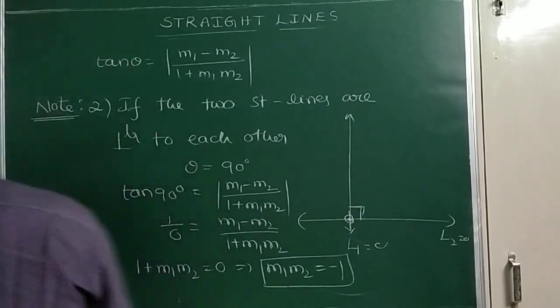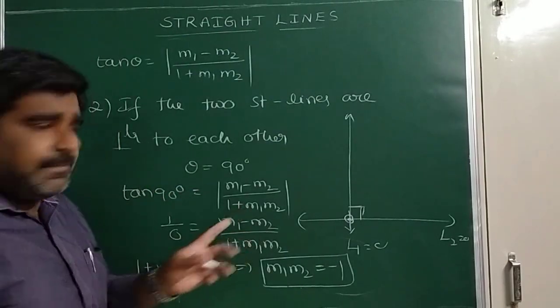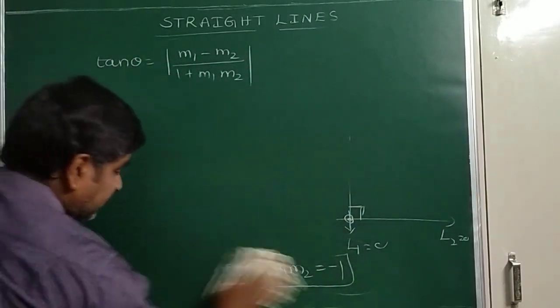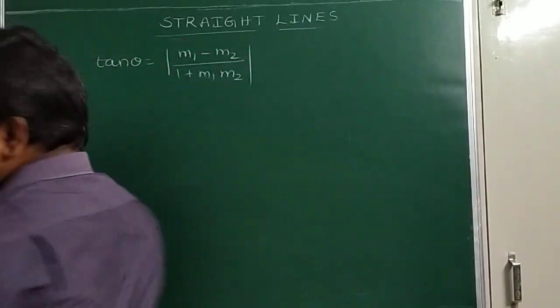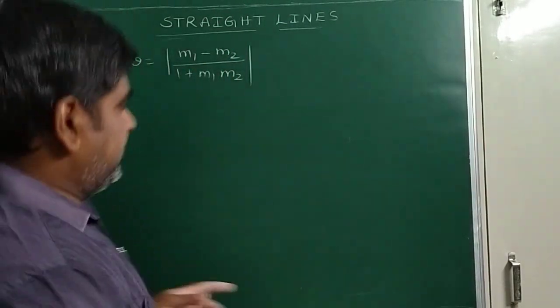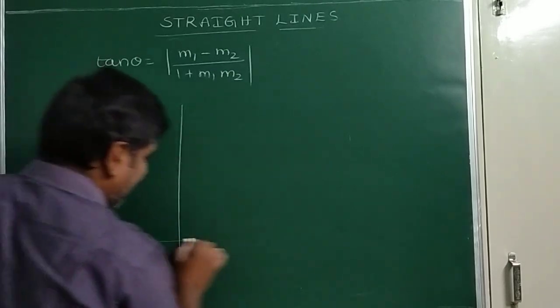That case is here. Come again, what is case 2? If the two straight lines are perpendicular, then the product of slopes is equal to minus 1. For this case, there is an exception case. Let us see what that is.